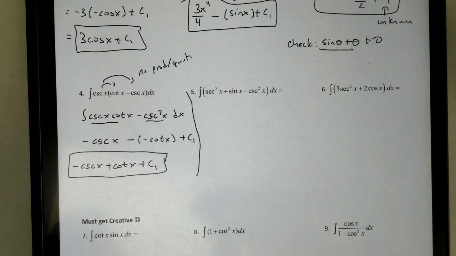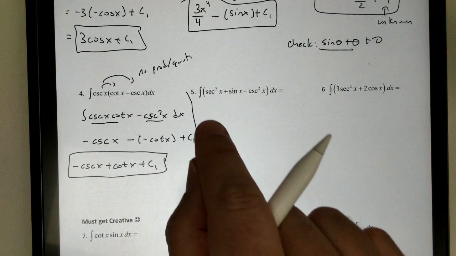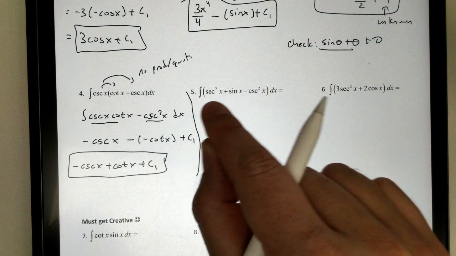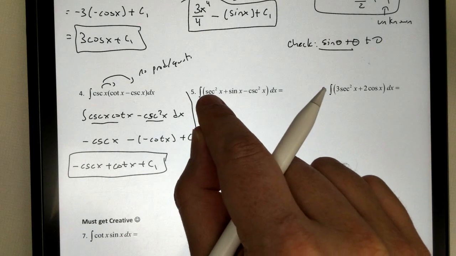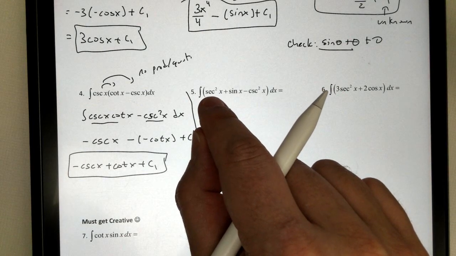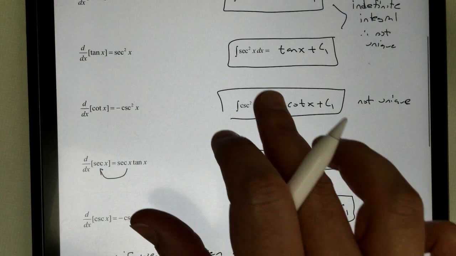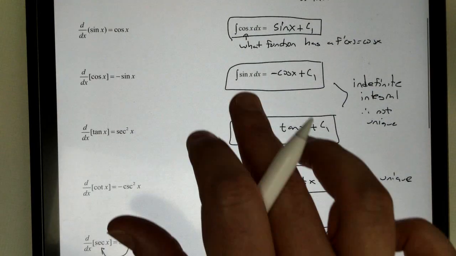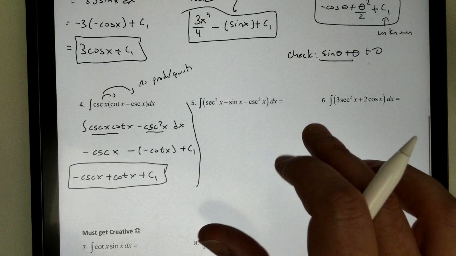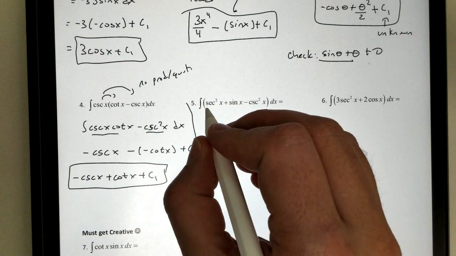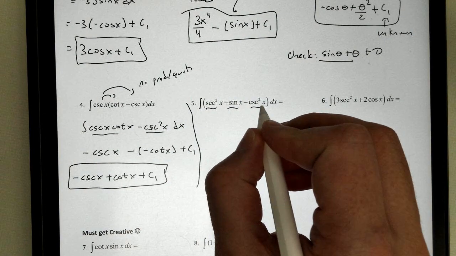All right, so for number 5 here. Now for number 5, it looks like we're going to do some really crazy stuff here. But remember, do we know the antiderivative of secant squared? We do. It is on our list. And even the cosecant squared and the sine of x is also there as well. So for this one, we're just going to do this one 3 separate times.